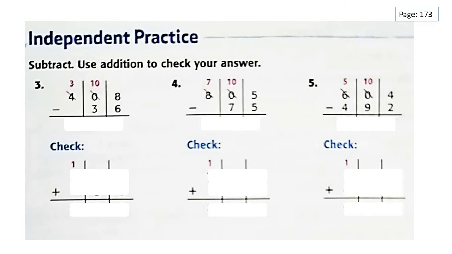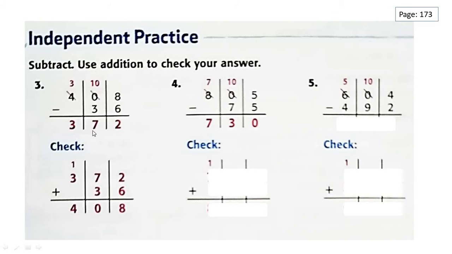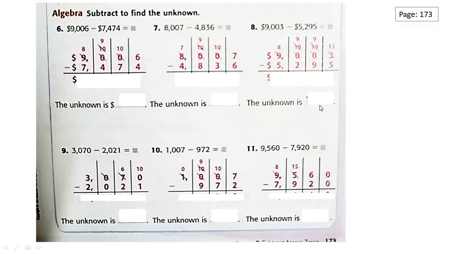Let's see the next questions. Here also we have many questions, also 3, 4, and 5. You can check your answers here. The difference for question number 3 is 372. For question number 4 is 730. And for question number 5 is 112.